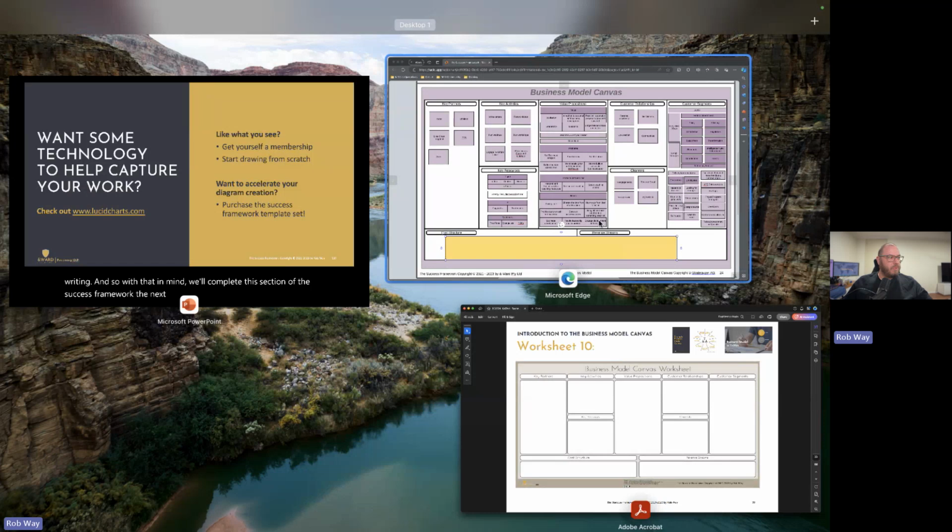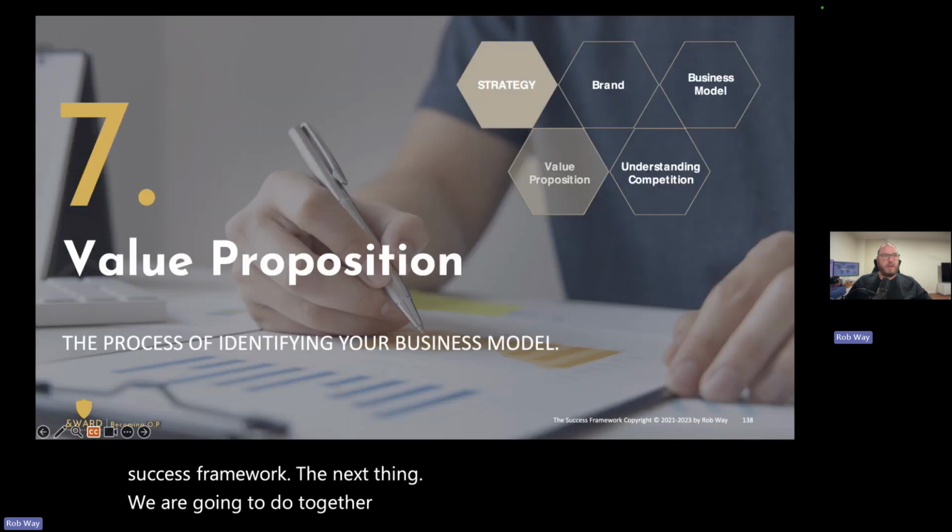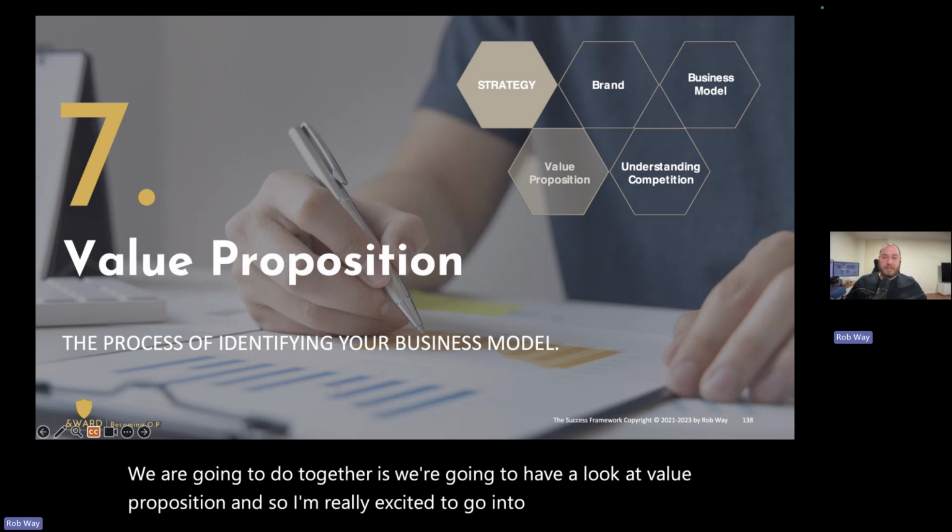The next thing we are going to do together is we're going to have a look at value proposition. And so I'm really excited to go into value proposition with you next.